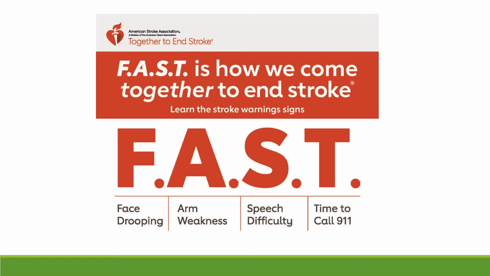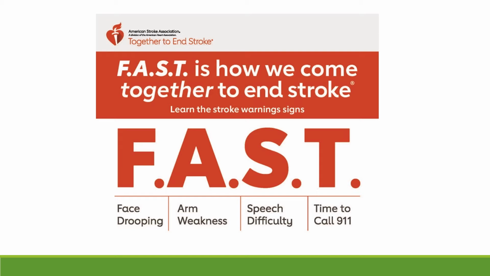So FAST. We've all been taught this by lots of public health campaigns. This is how we can find out about strokes. So F is for facial drooping. We're going to want the patient to smile to see if one side is not going up. Or if they have a toothy smile, you can count how many teeth are on each side of the middle. And then you can also notice some subtle changes about drooping.